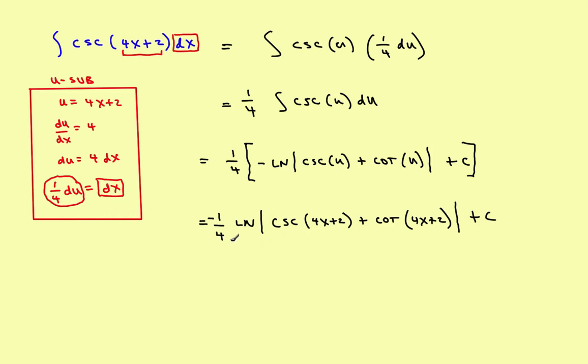So that's just one more example showing a cosecant, but again, it required U-substitution because you had something more complicated than just a simple x right here. Okay, let's try another example.